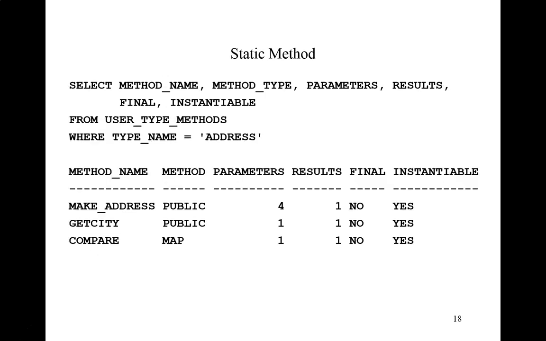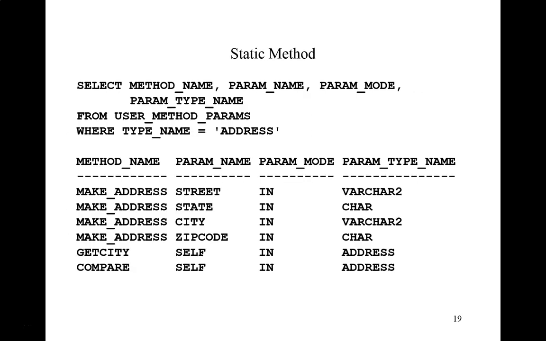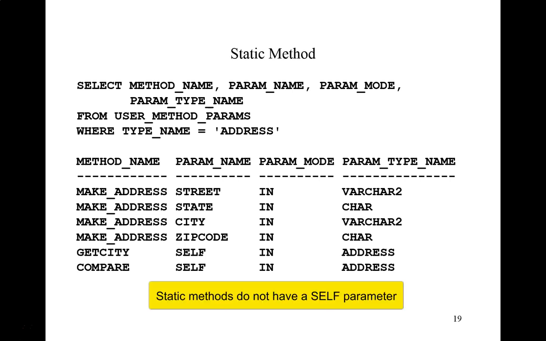If we examine some of the metadata, we'll see that makeAddress has 4 parameters and it has 1 result. Taking a look at the parameters, what we see is makeAddress has the 4 parameters that we've identified. Note that static methods don't have a self parameter. A static method operates independent of any object instance. Hence, the idea of a self parameter makes no sense. It's not relevant for a static method.